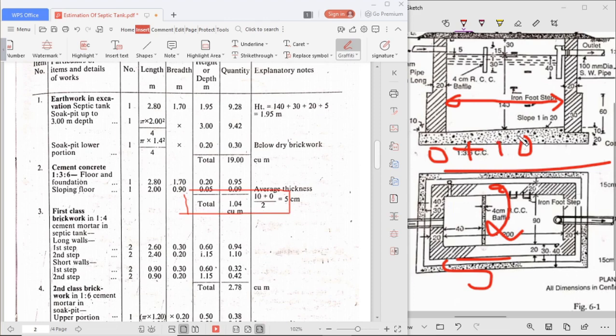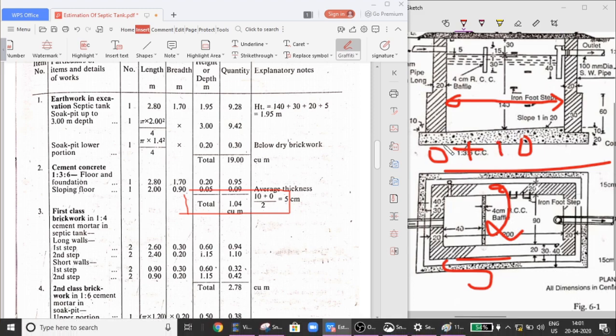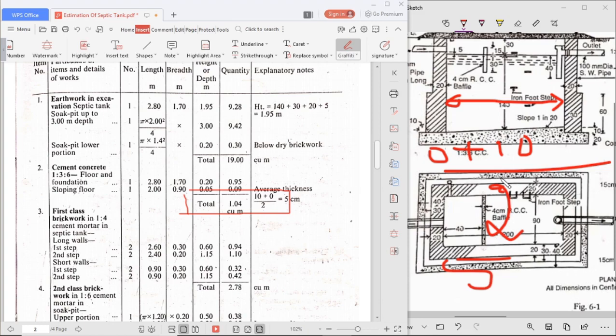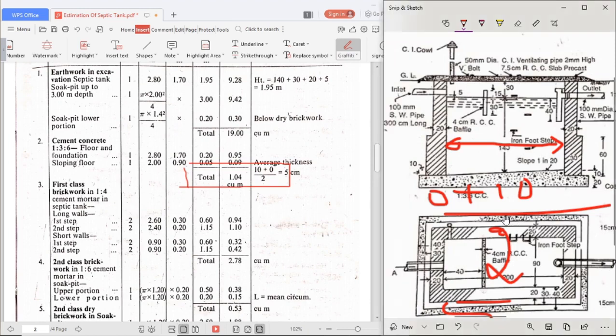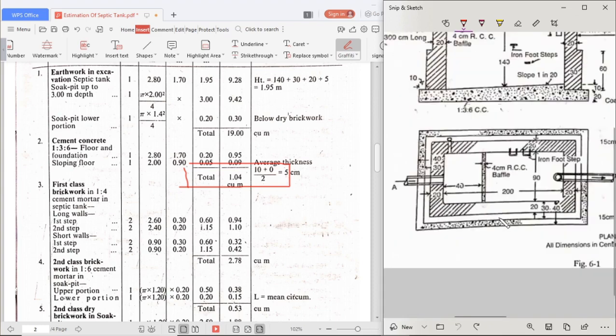After the sloping floor is over, what do we have to construct? We have to construct the walls. For the walls, the specification given for the rectangular septic tank is first class brick work in 1:4 cement mortar. Now we have to find it by the long wall and short wall method.